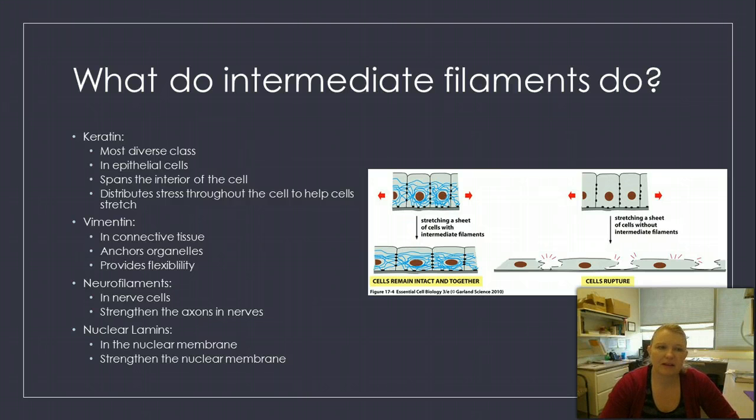Vimentin's another one, and we find that in connective tissue, and it helps anchor organelles, and once again provides that flexibility. So if organelles are anchored, they're not going to move around too much, but because the vimentin is still flexible, it allows for a little bit of stretching and movement within the cells. In neurofilaments, we see these intermediate filaments serving as a way to strengthen the axon of the nerves so that they aren't damaged as easily. And then lastly, we have our nuclear lamins, which are in the nuclear membrane, and they help strengthen the nuclear membrane. And this reinforces that to make sure that the nuclear membrane is nice and strong and it doesn't break apart very easily.